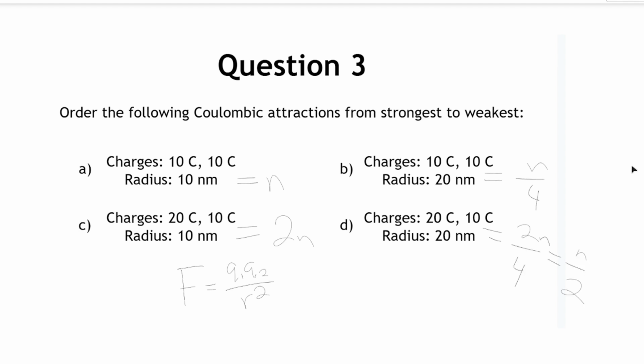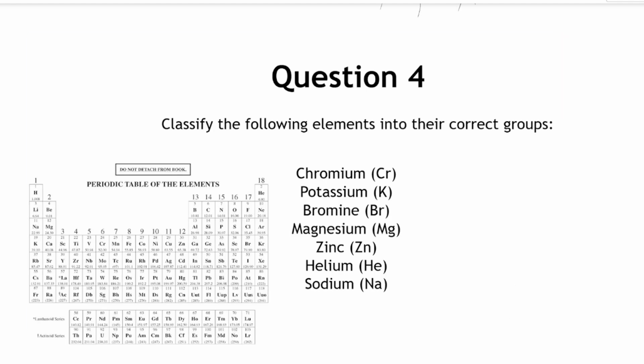So from strongest to weakest, this would be C, A, D, and B. Let's look at another problem.